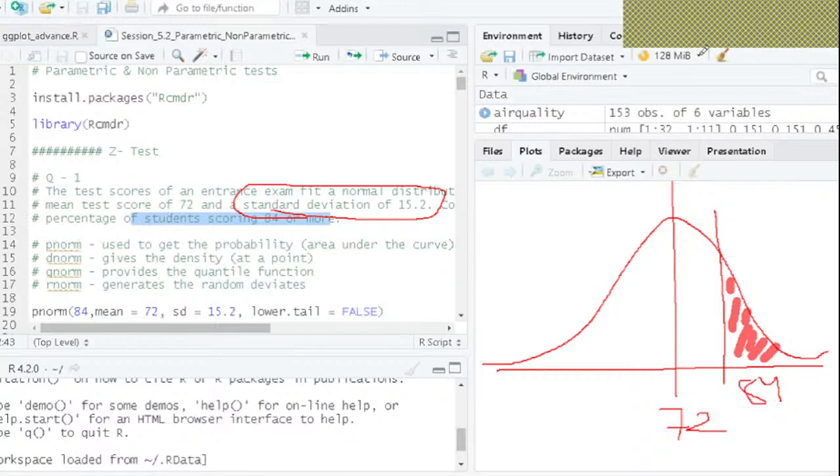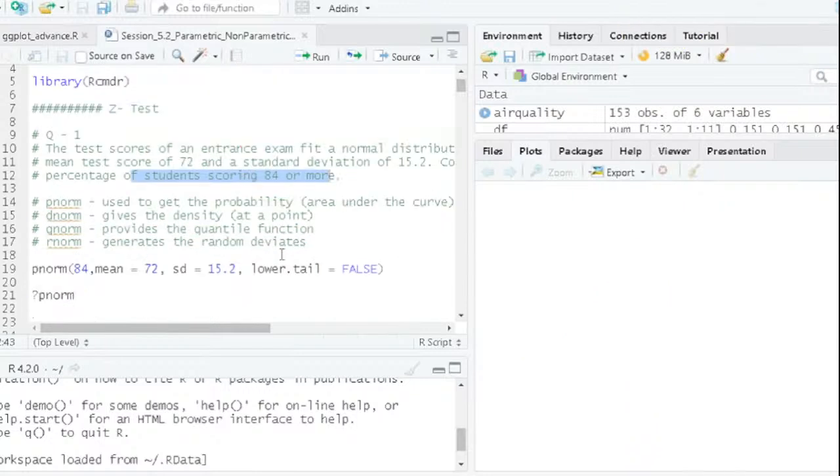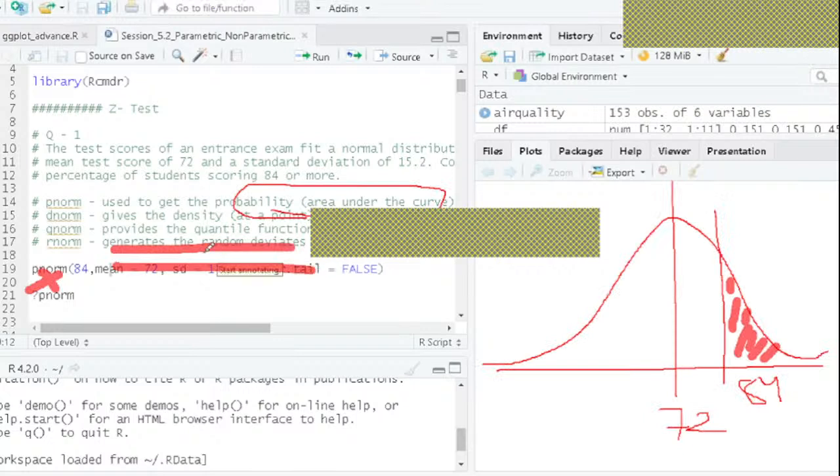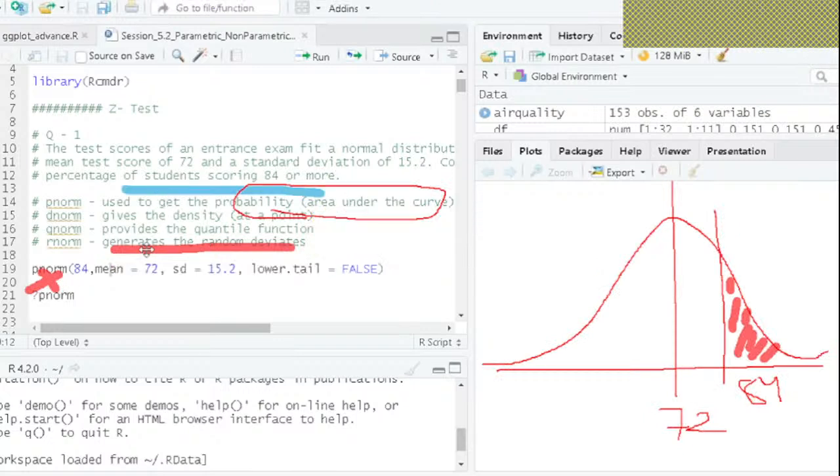P-norm is used to get the probability, that is the area under the curve. D-norm gives the density at a single point. And you don't have to do Q norm and R norm, just exclude those. So P norm gives you the probability or the area under the curve, right? And the syntax of P norm is this.